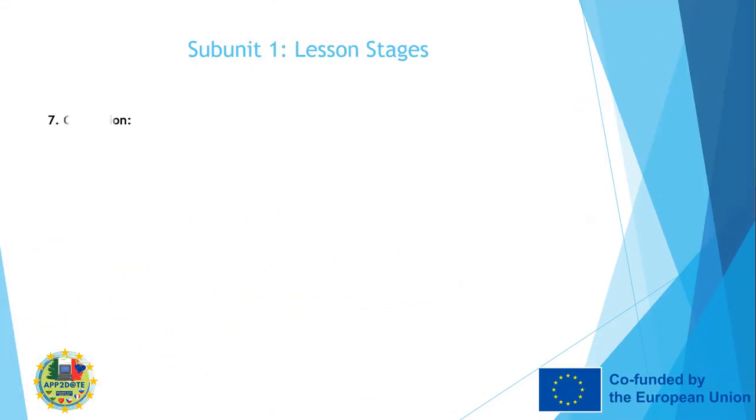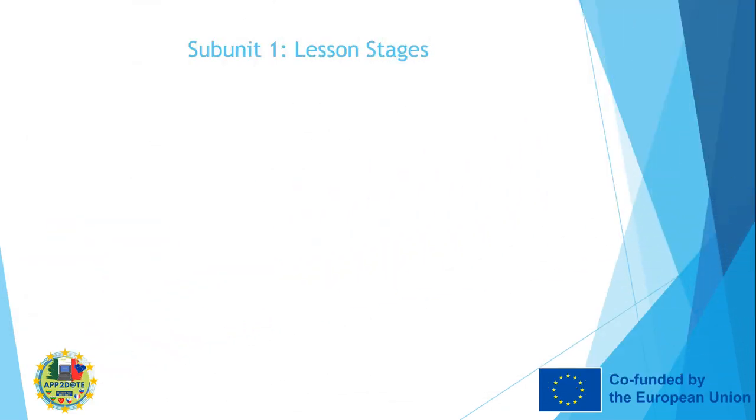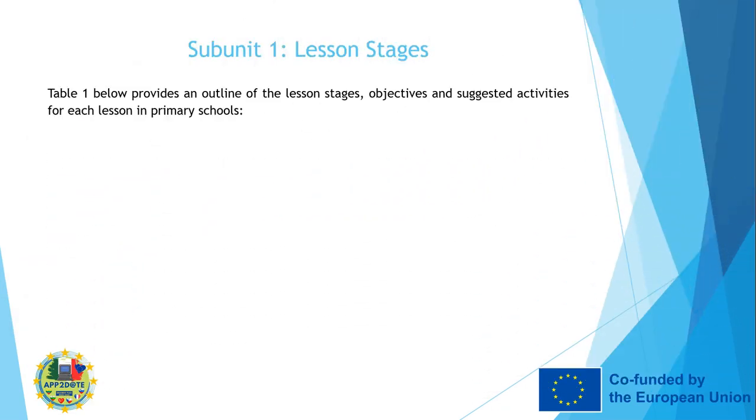Conclusion. Objective: summarize key points and provide closure. Activities: brief review, recap main concepts through a brief review. Answer questions, allow students to ask questions for clarification. Light homework, assign light homework to reinforce learning. Table 1 below provides an outline of the lesson stages, objectives, and suggested activities for each lesson in primary schools.